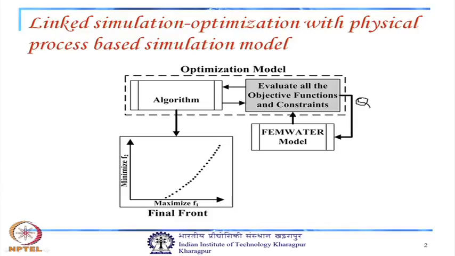So, we are passing the information related to Q and small q, that is, pumping values for production wells and pumping values for barrier wells. And what we are getting out of this FEM water model? We are getting the concentration values. That way it is externally linked. Now, with this algorithm we can have this final solution.